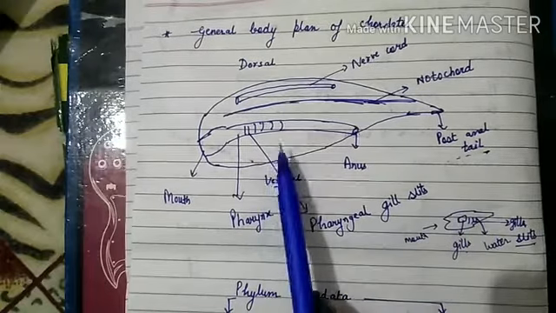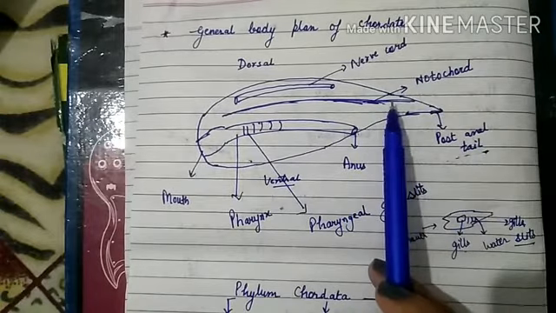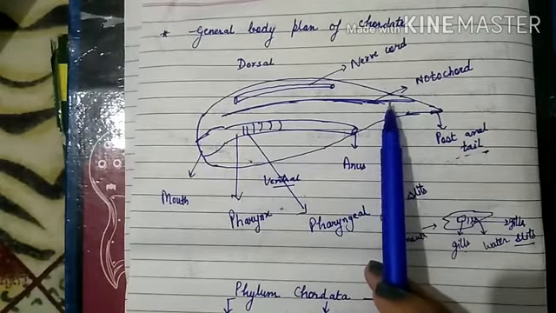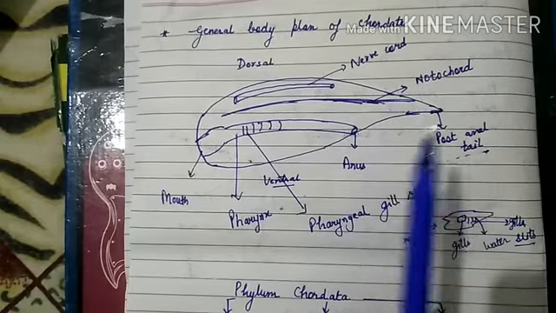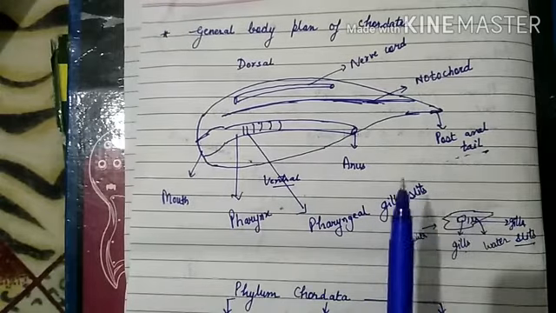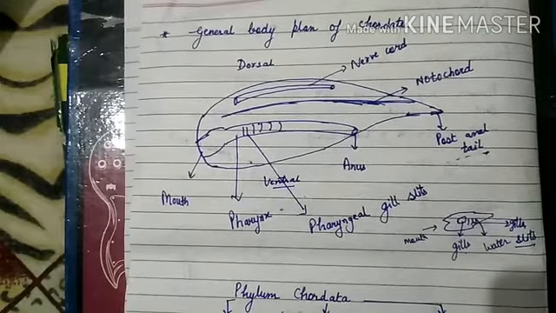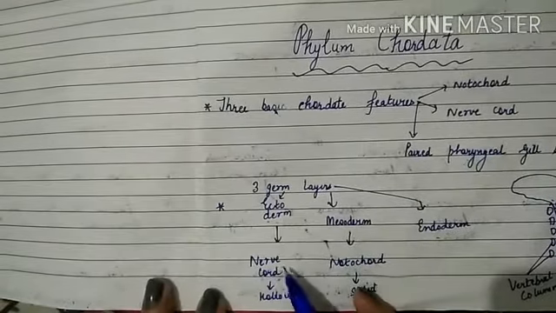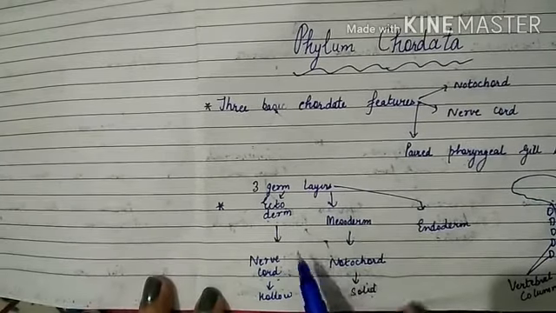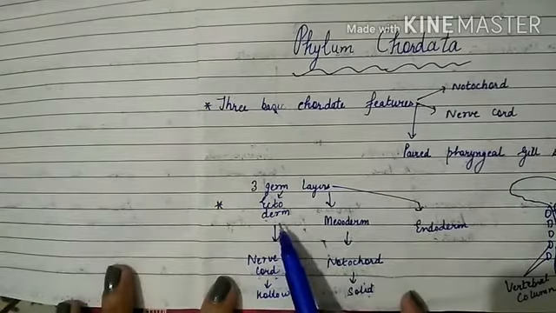Then another feature is the presence of the nerve cord and notochord. So what are the nerve cord and notochord? We will consider the example of a human. When a baby is born, there are 3 germ layers. During embryonic development, there is the formation of the 3 germ layers, referred to as ectoderm, mesoderm and endoderm. The ectoderm gives rise to the nerve cord.